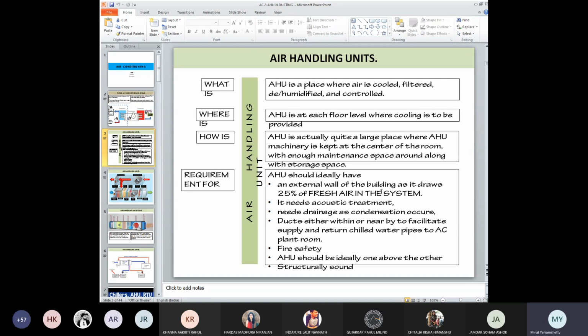An external wall of the building, as it draws about 25% of the fresh air in the system, which I showed you in the last PPT. It needs acoustical treatment because you have a fan, okay? Dehumidifiers are there, and overall the fans are pretty large, right? Because you have a large area where the fan is throwing, and imagine a 1200 RPM fan installed there, how much noise it will make. Even a small ceiling fan in a room makes so much noise.